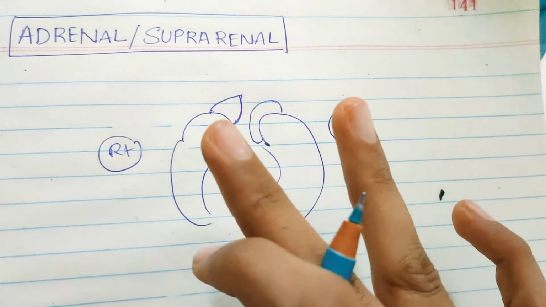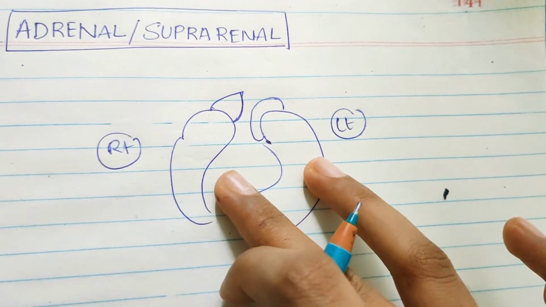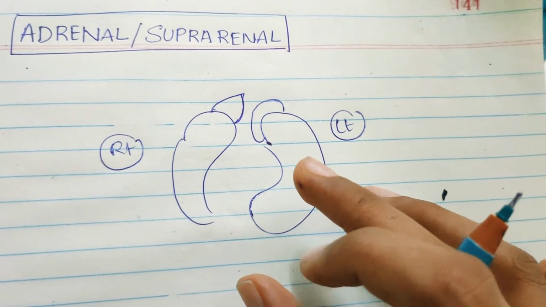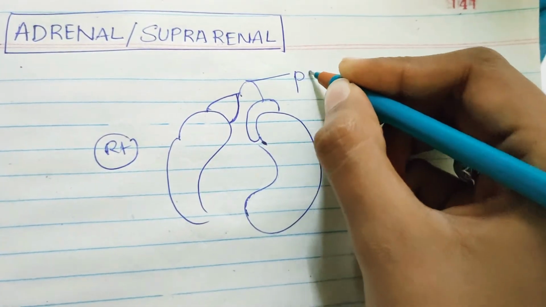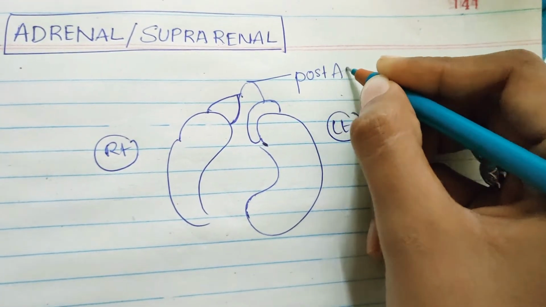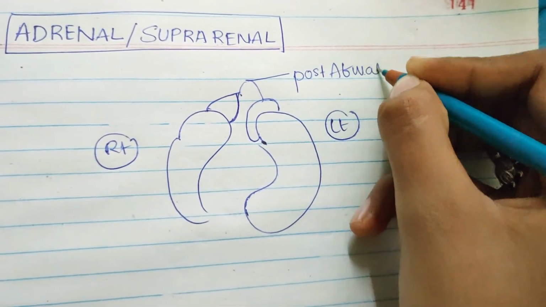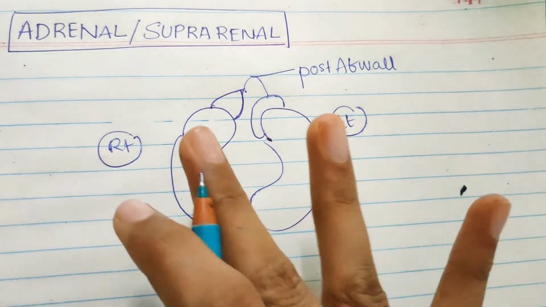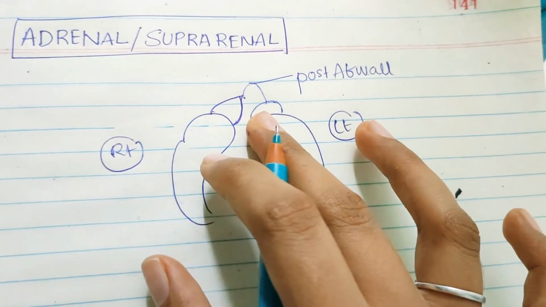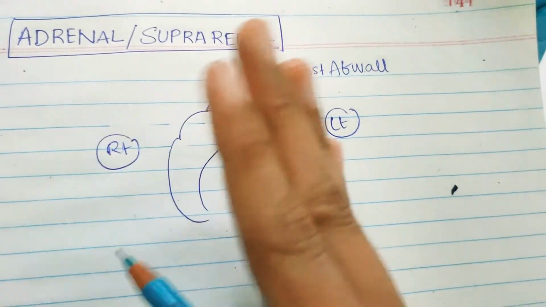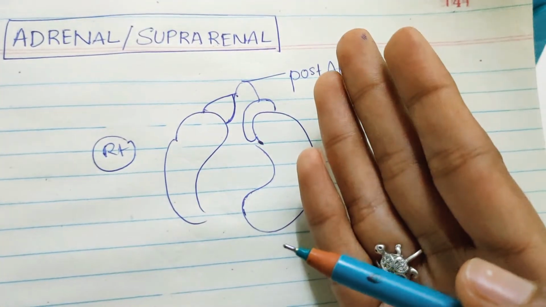These are a pair of important endocrine glands situated on the posterior abdominal wall. If you remember, even the kidney is in the posterior abdominal wall, and they are retroperitoneal organs. So even the suprarenal gland is retroperitoneal. What is retroperitoneal? It is situated back to the peritoneum.